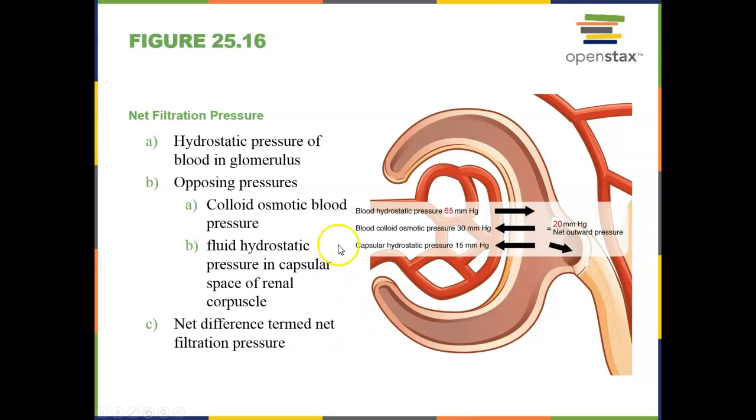So if we change any of these numbers, so right here I changed the hydrostatic pressure. I made it higher. So now we have a higher amount of pressure pushing fluids out, but everything else stayed the same. That is going to cause us to have more filtrate. So think of having a higher hydration level. If that pressure decreased, that would cause us to have a lower hydration level, and that would cause us to not produce as much filtrate.